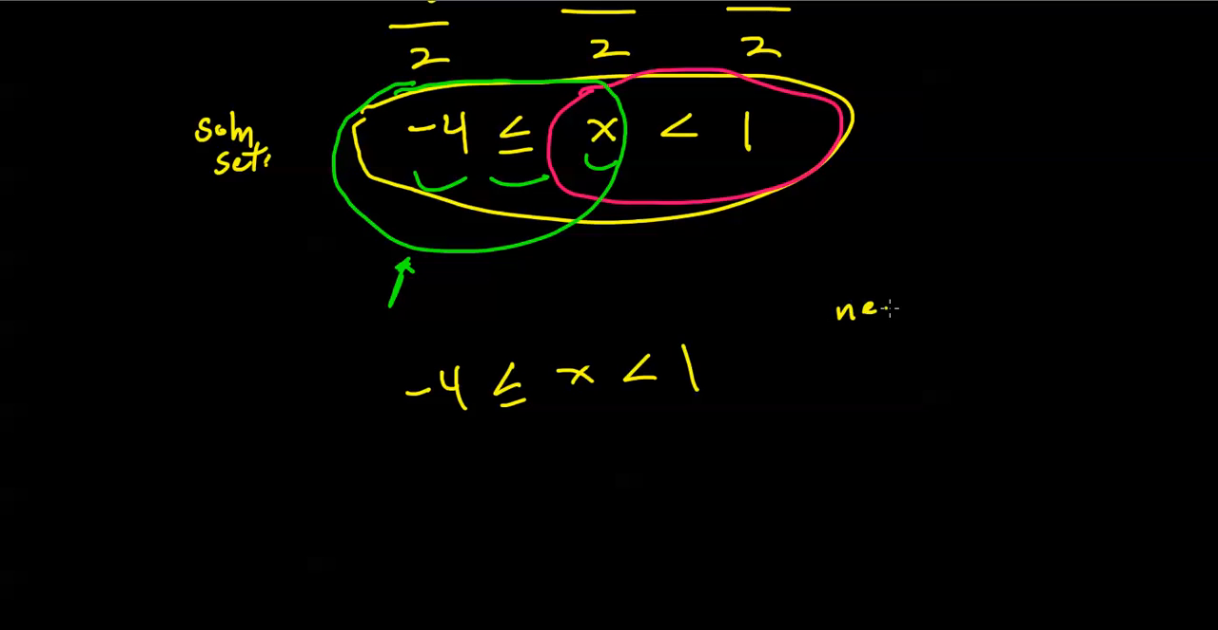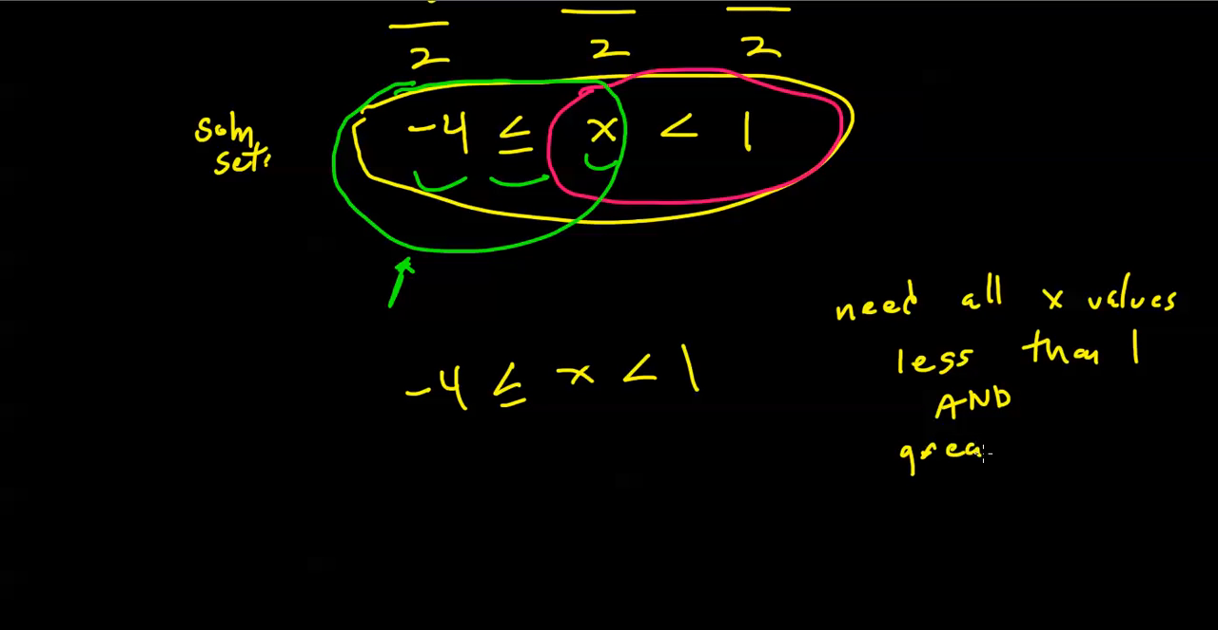Let me write that down. We need all x values less than 1 and greater than or equal to minus 4. Let me write that in, greater than or equal to, don't forget about that equality, or equal to minus 4. Alright, I'm going to label this as my solution set.